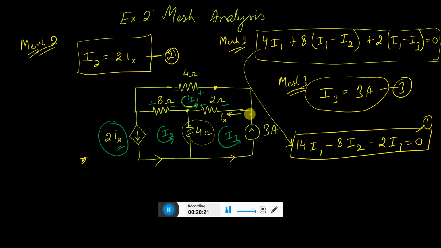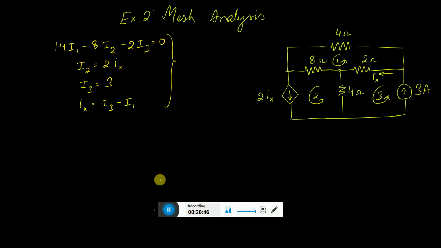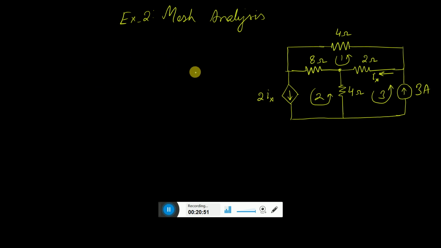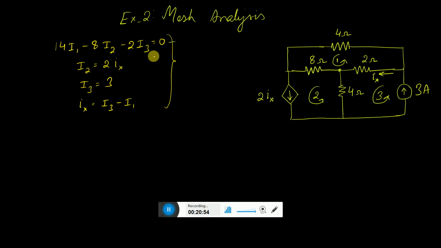From here, what is Ix? Ix is nothing but I3 minus I1, because Ix is the current which is going through the 2 ohm, right? So I can write Ix is equal to I3 minus I1. That is how we get a 4th equation. So we have these 4 equations, 1, 2, 3 and 4, and we need to solve them.